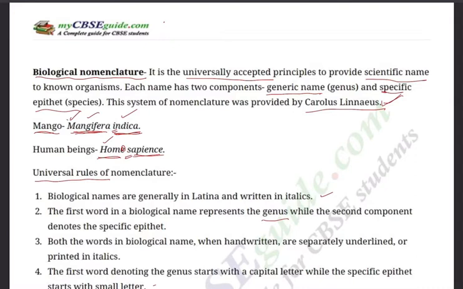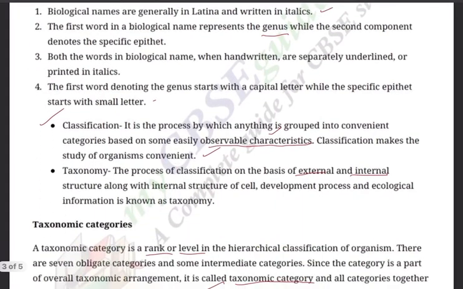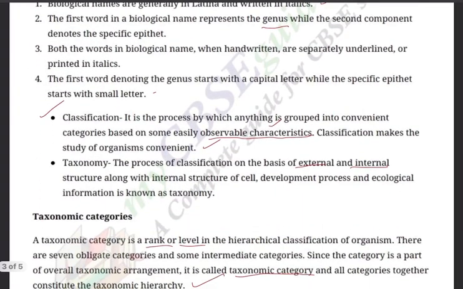In that, the first letter of genus, that is Mangifera, M should be a capital letter. And species, indica, I should be a small letter. And then underline both genus and species. This is how you have to write a scientific name or binomial name. And our own, we discussed again, Homo sapiens. H should be capital, S should be small letter, sapiens. So universal rules, we discussed already, genus, species and all that.